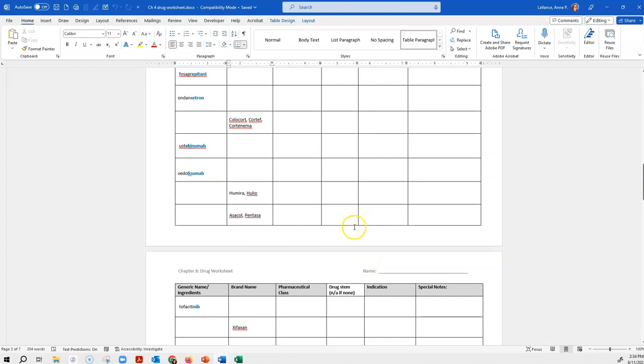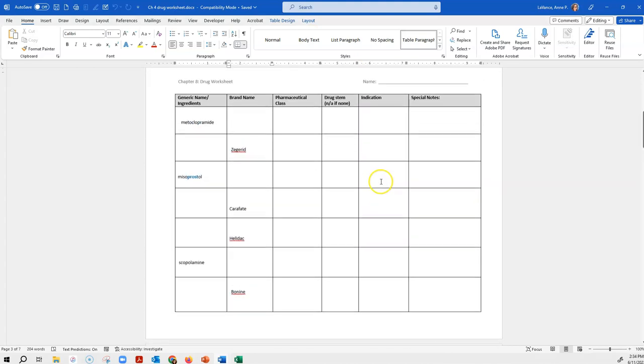Now, when it comes time for midterm, I know I'm talking, it's not that far off, but for midterm, you're going to have to match your drug stems, and you're going to have to know what class of drug is what body system. So something like this is going to be very beneficial for your studying later on as a quick reference.